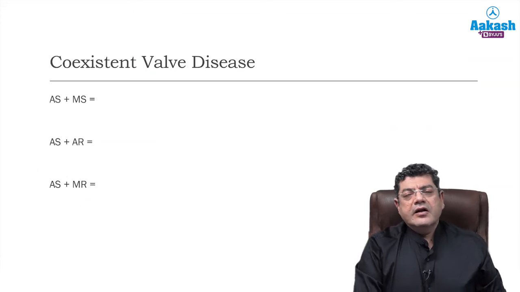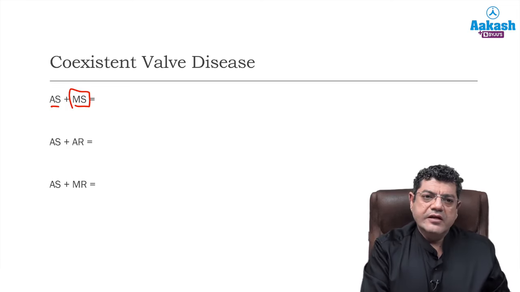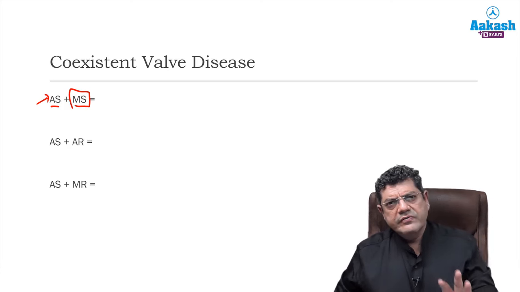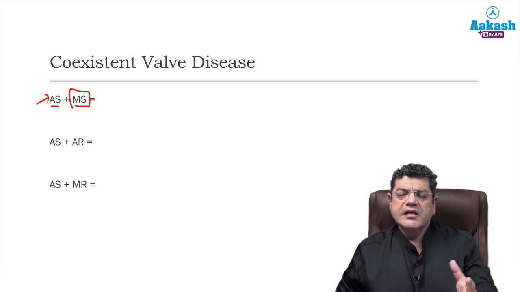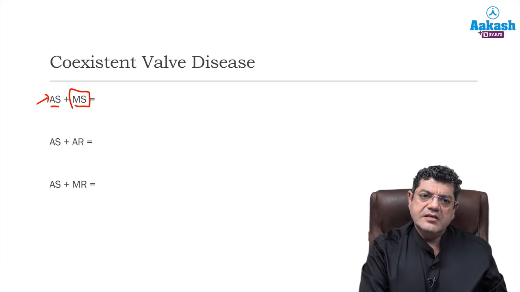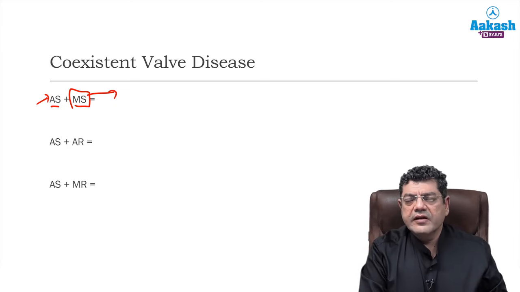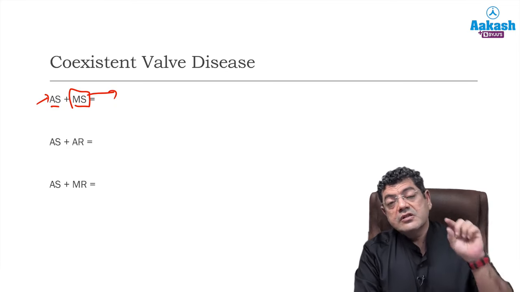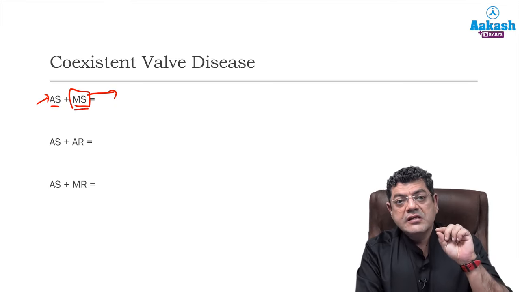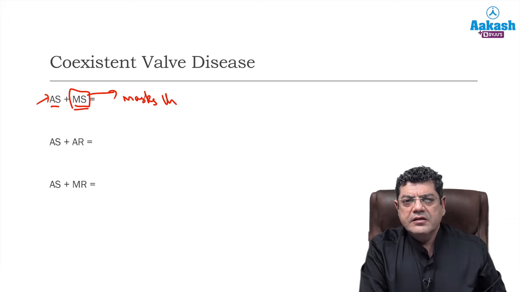Moving on, coexistent valve disease, when AS has coexistent mitral stenosis. Let's look at aortic stenosis primarily. The problem with aortic stenosis is that it's a pressure overload on the left ventricle, right? Now, what happens with MS is that very little volume is coming into the left ventricle. So, mitral stenosis offloads the left ventricle.